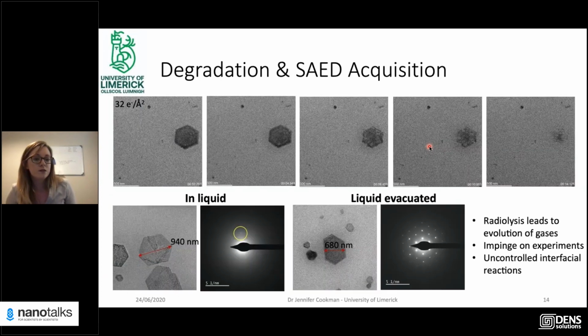One of the reasons that can be quite detrimental to the experiment is obviously it can create a new interface that is uncontrolled, especially when what you're really wanting to focus on is crystallization of your species. And it can also induce degradation of your crystals. So in this example that I'm showing here, the electron dose was 32 electrons per angstrom squared. Initially, the crystal is quite nice and formed, but then over the period of only 14 seconds, the crystal starts to degrade into pretty much nothing.